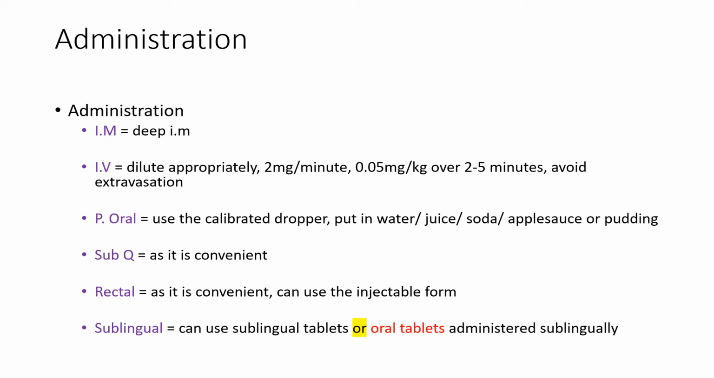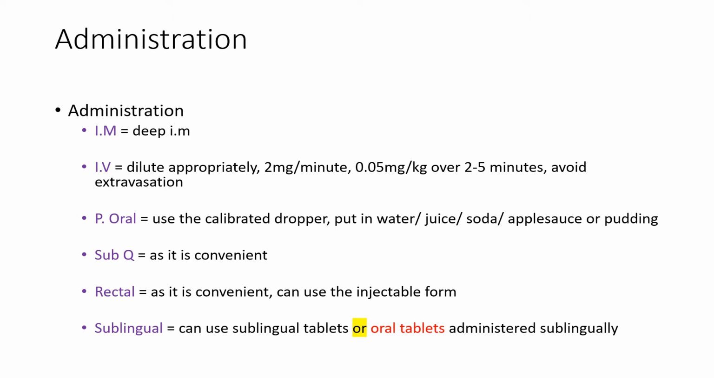Administration. You could administer Lorazepam intramuscularly, but let it be deep intramuscular injection. You can give Lorazepam intravenously, but dilute appropriately, please, and give very slowly at about 2 mg per minute or 0.05 mg per kilogram over 2 to 5 minutes. Please avoid extravasation. When you give the oral solution, please use the calibrated dropper. Put it in water, juice, soda, applesauce, or pudding.